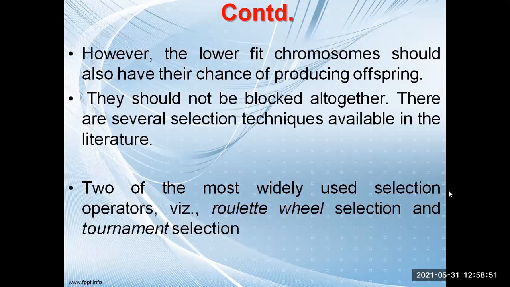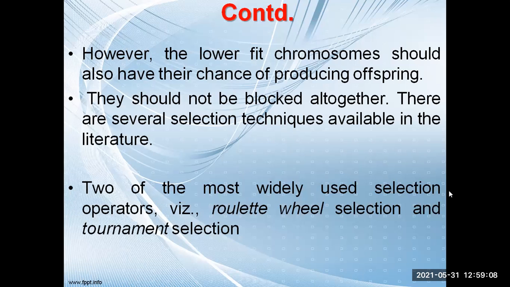However, the lower fit chromosomes should also have their chance of producing offspring. So here also, the chromosomes with lower fitness function will be given a chance for producing offspring, but they should not be blocked altogether.